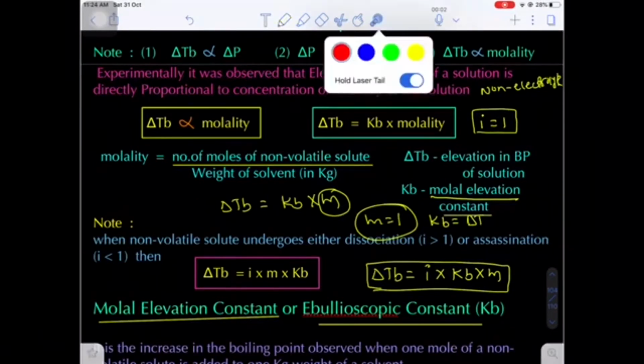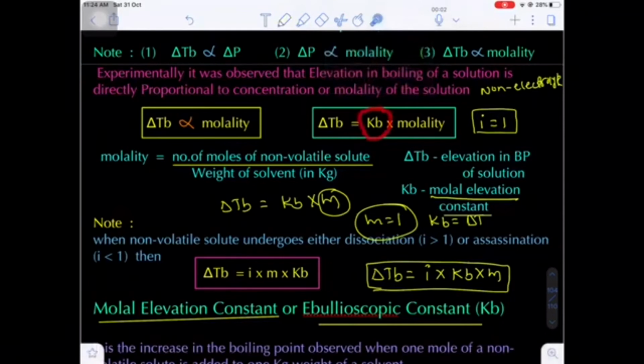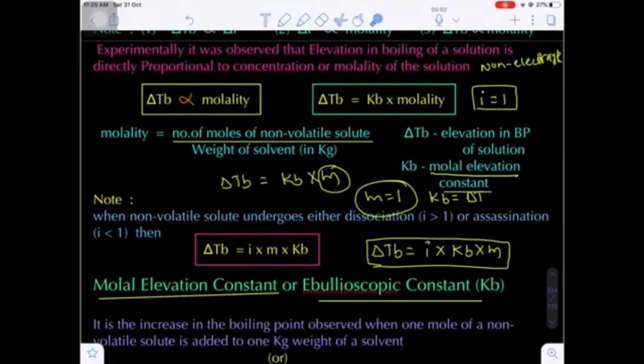So the Kb value is a constant value for a particular given solvent. So delta Tb is equal to Kb times the molality. Here we are assuming the solute is a non-electrolyte. That means it does not undergo any association or dissociation in the solution. Here the van't Hoff factor I am considering as unity, 1. What is the definition of molality? Number of moles of a solute present in 1 kg weight of a solvent. Here the solute must be what? Non-volatile. Yes or no?